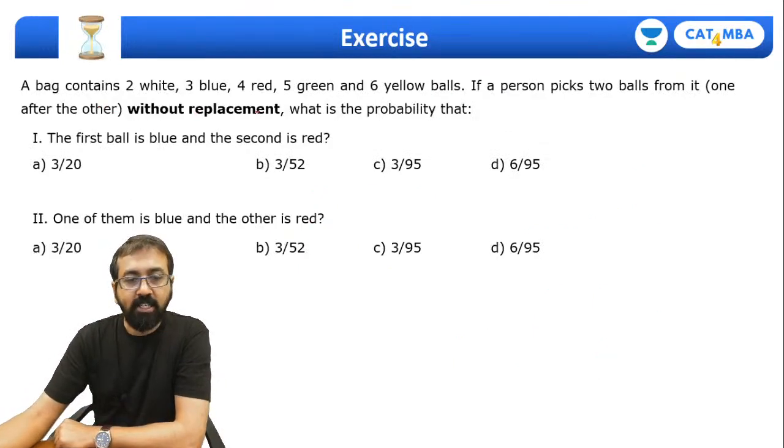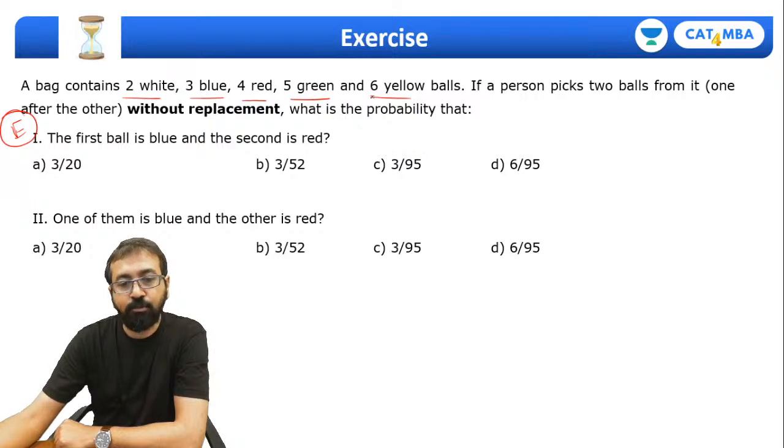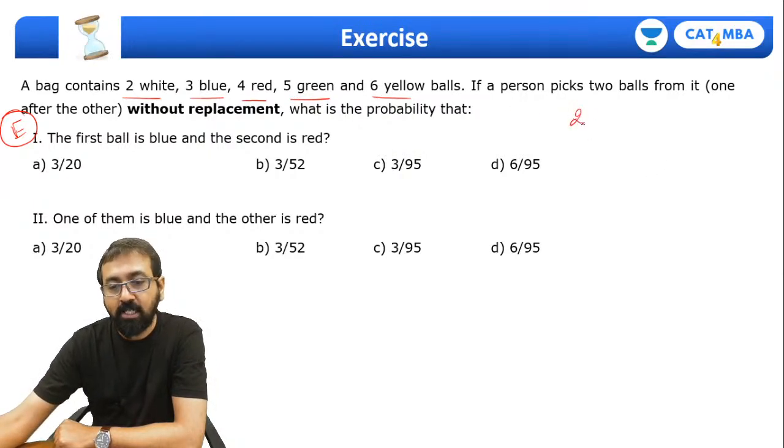Okay, so guys, let's quickly understand. These are easy questions of probability. A bag contains 2 white, 3 blue, 4 red, 5 green and 6 yellow balls. What is the total number of balls? So 2 plus 3 is 5, plus 4 is 9, plus 5 is 14, plus 6 is 20. There are a total of 20 balls.